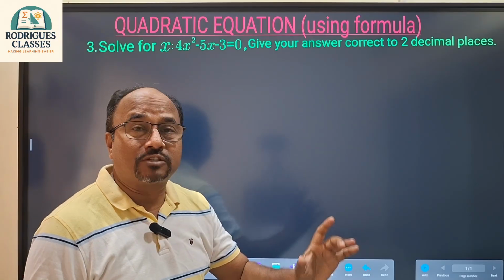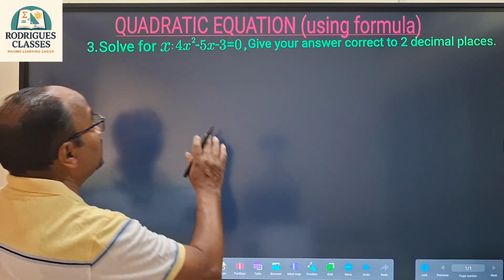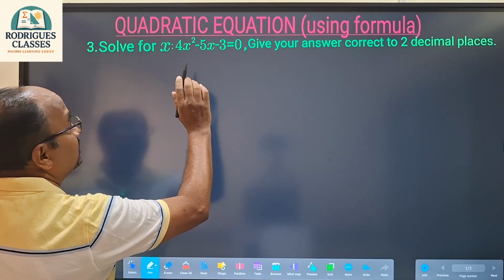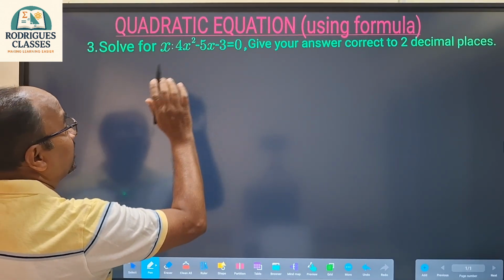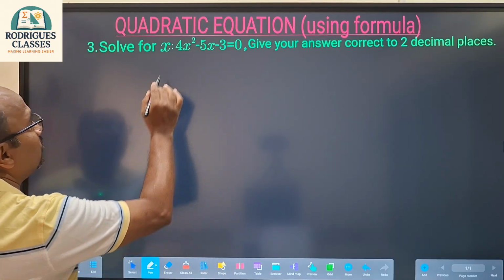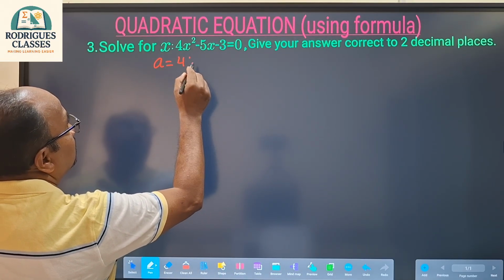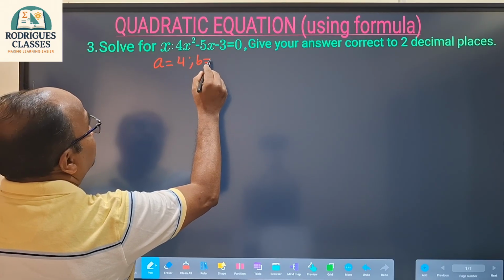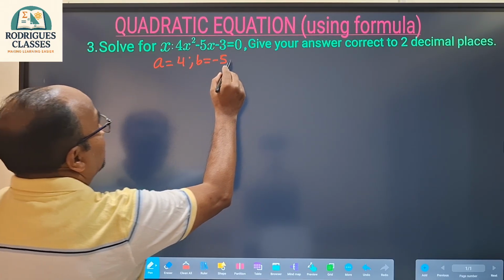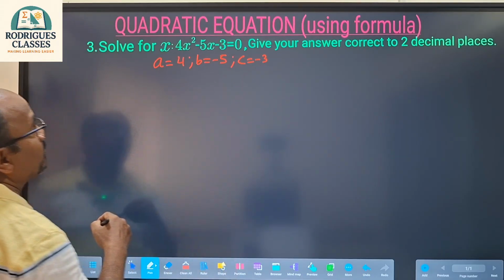The process will be the same. Okay, so follow how we are going to do it. So comparing this equation with the general equation, that is ax square plus bx plus c equals to 0. So you get here a value as 4, b value as minus 5 and c value as minus 3.